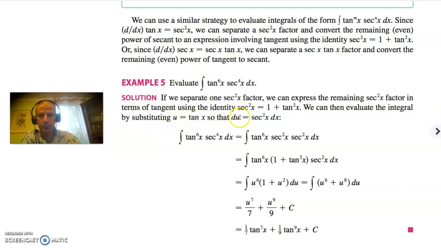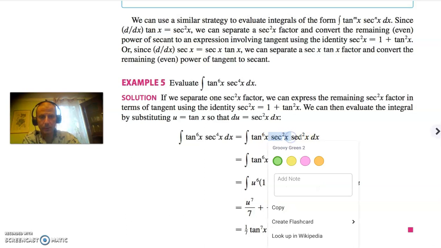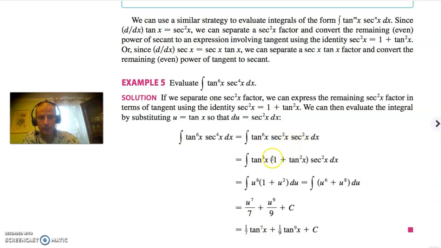Thinking ahead a little bit, we're going to have to set aside a secant squared x. So we can write the integral of tangent to the 6th x secant to the 4th x as tangent to the 6th x times secant squared x times secant squared x. The idea being that this last secant squared x dx would become du. Now we can convert this secant squared x that's not part of what we want to have du be into a 1 plus tangent squared x in parentheses naturally. And now when we let u be tangent x, we just get a nice polynomial.